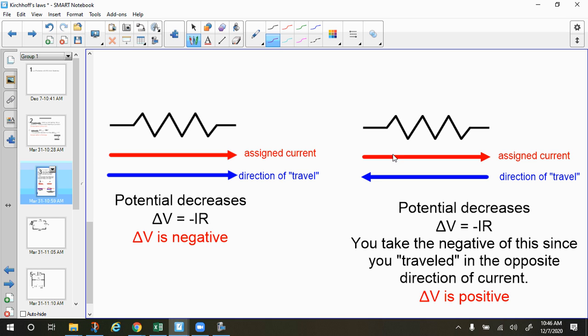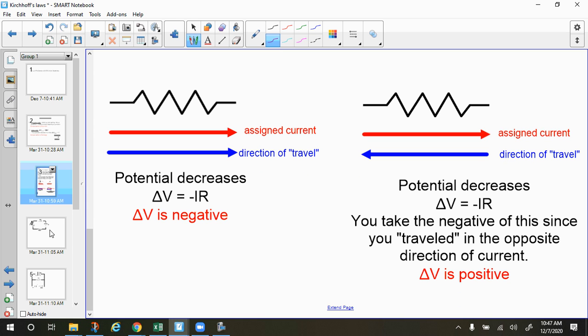If your assigned current is opposite of the direction of travel, then you know that your assigned current here, you're assuming that your current is going to be going from a higher potential to a lower potential. But when you're traveling through that for your energy statement, you're going from a lower potential to a higher potential. So you're going to have a positive delta V because you're traveling opposite of the direction of current.